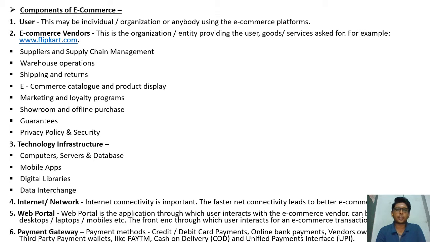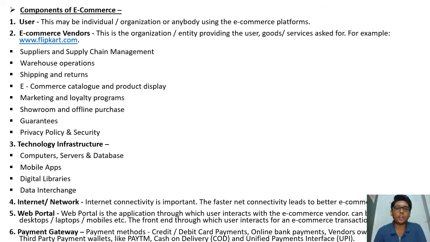Next, e-commerce catalog and product display. E-commerce catalog is where we can see several types of products in e-commerce and the product will be displayed to us. Suppose I want to buy a red color shirt. I will see 10 red color shirts of different shapes or stripes or different shades or colors in Flipkart.com.